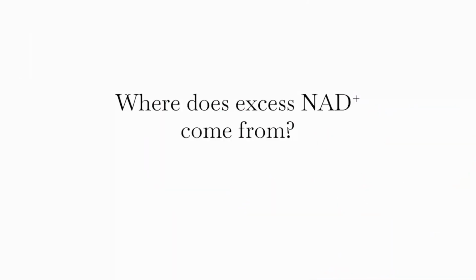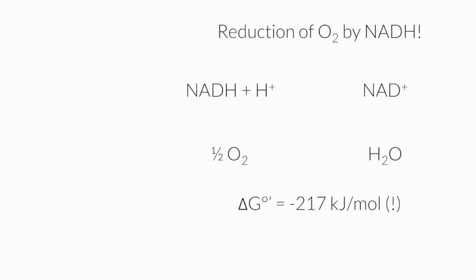Okay, so great. We've said the citric acid cycle proceeds in a clockwise direction. We've said it proceeds in a clockwise direction because of this excess NAD plus to NADH ratio. Where does all that extra NAD plus come from? It comes from the reduction of oxygen by NADH. So what we have here is NADH goes to NAD plus, molecular oxygen goes to water.